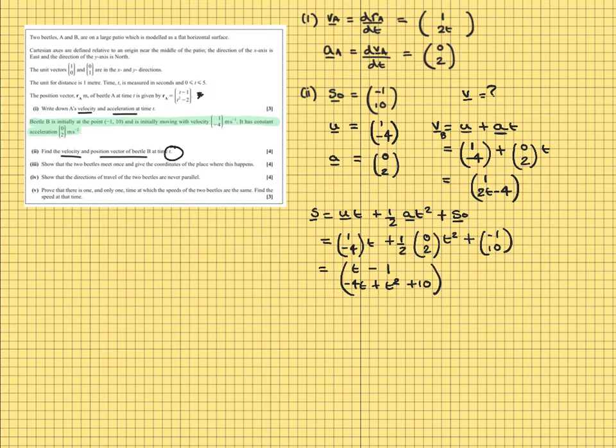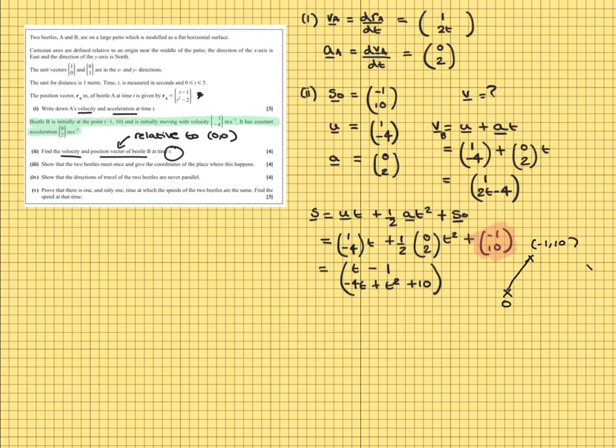So remember, it was the position vector, which means we must work out the vector relative to the origin, not just the displacement. If we had not included this part here, then all we would have is the displacement from the starting position of (-1, 10). We want the position vector, which has to be relative to the origin. So we have to add on the initial movement. It's a little bit like this. Imagine here is our origin. Beetle B starts off here, which is the point (-1, 10).